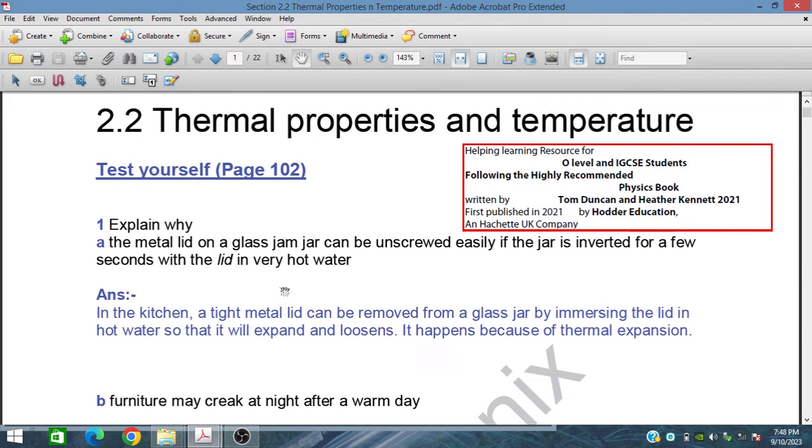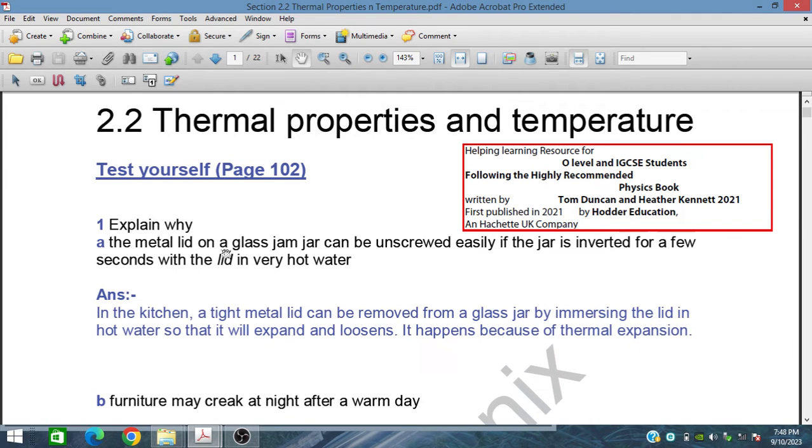Bismillahirrahmanirrahim. In this session, we will discuss thermal properties and temperature from Tom Duncan and Heather Kennett's book for O-level and IGCSE students. This book is published by Hodder Education. Here you have test yourself questions from page 102 of this book. And here we have the first question.